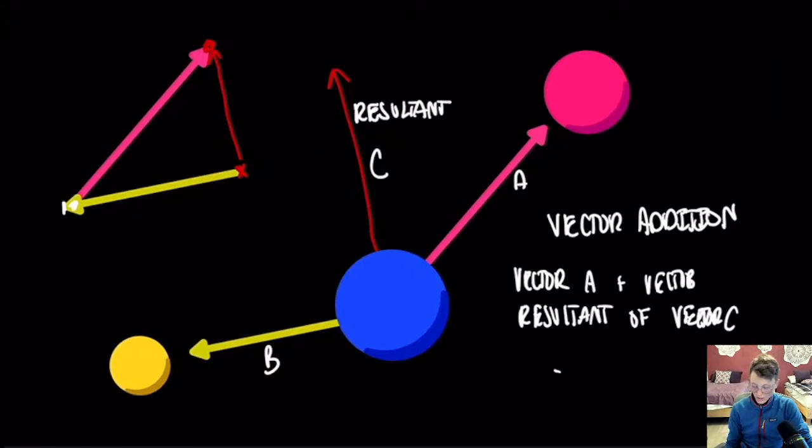Another way they could put this would just be A plus B equals C, and they would describe these as being vectors. They're not going to just make you guess that you're dealing with vectors here. They will actually tell you that you're dealing with vectors.